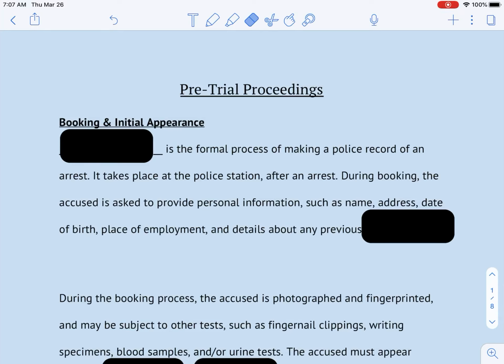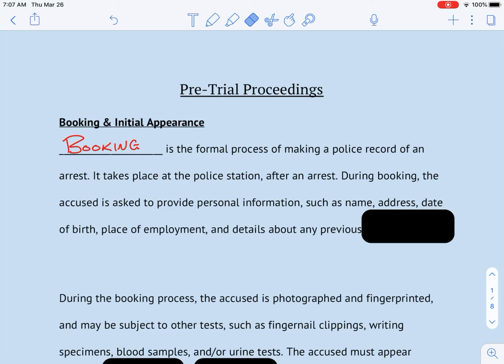All right, let's go ahead and talk about pretrial proceedings. This is going to be anything that happens before the actual trial of somebody who is accused of a crime. It starts with the formal process of making a police record of an arrest. This is, of course, known as booking.